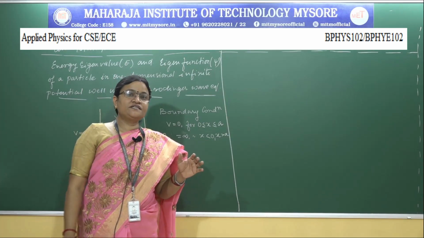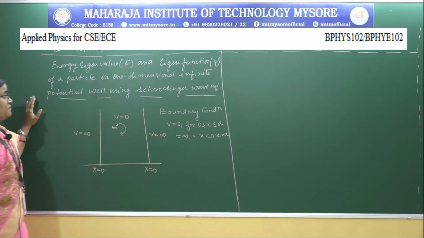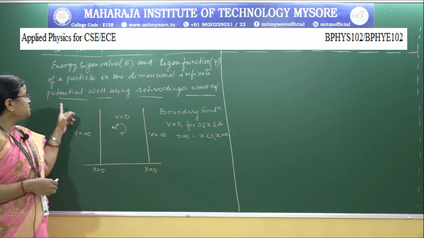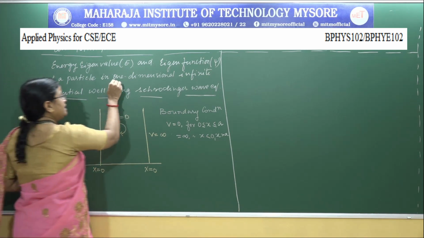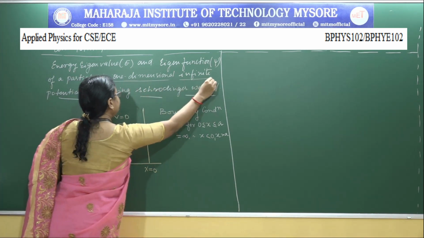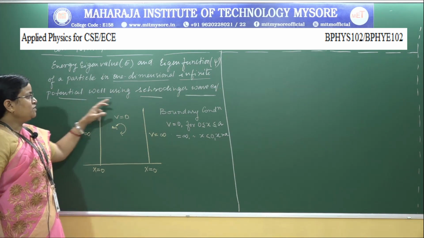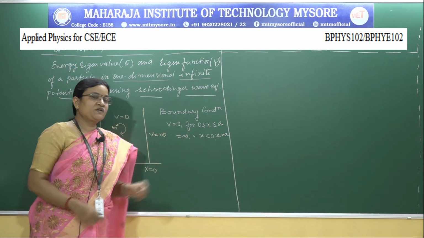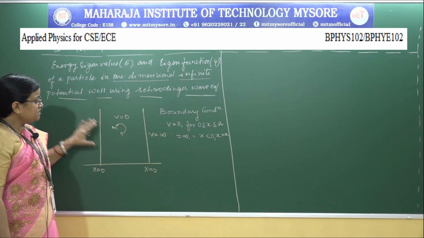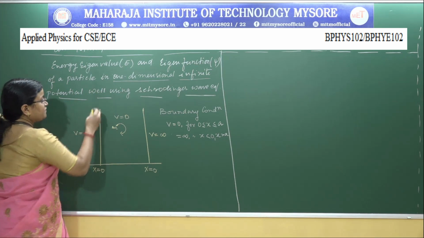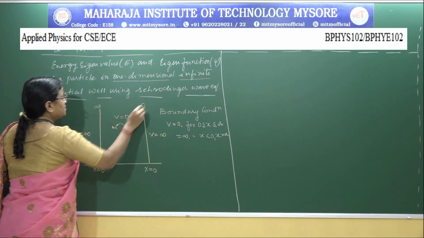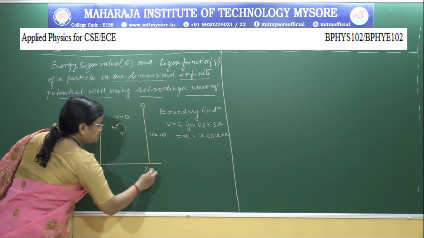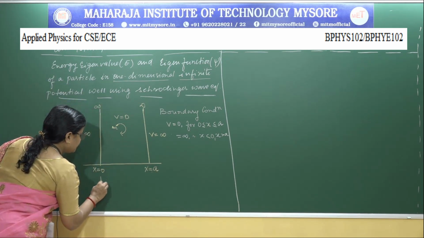Everyone, today's topic is that we have to find the energy eigenvalue and eigenfunction of a particle in a one-dimensional infinite potential well using the one-dimensional Schrodinger wave equation. For this, we consider a potential well which is of infinite height and finite width. The width of the well is A.